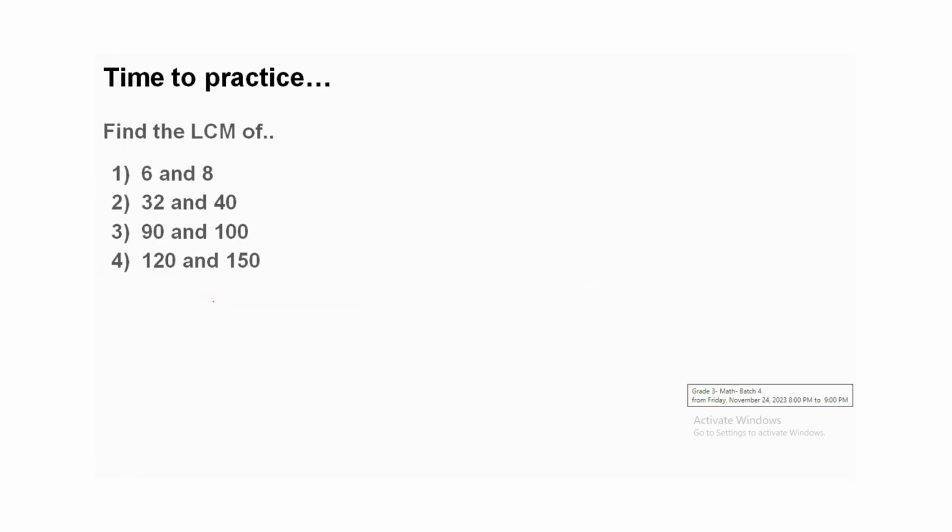Okay. So here you can see that a practice question is also given over there and we need to solve it. So let's take 32 and 40 and try to find the LCM of these two numbers. So how are we going to find it? So here I can say this is 2 and this is 0. So both numbers are divisible by 2. So I will take 2 over here. 32 divided by 2 is 16 and 40 divided by 2 is 20.